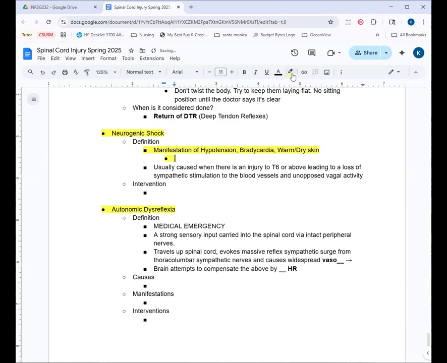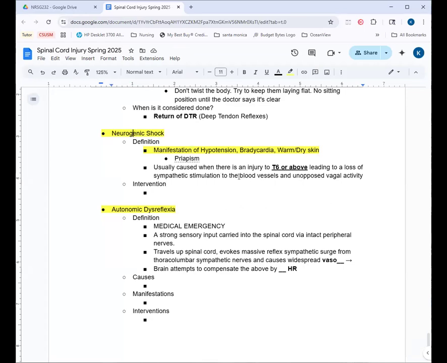I'm gonna put priapism here just for funsies. We love it because it could happen. So caused when there's an injury to T6 or above, leading to a loss of stimulation, blah, blah, blah. So T6 or above, risk of neurogenic shock.